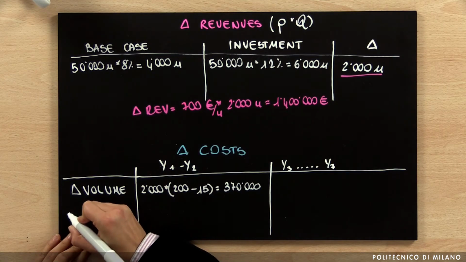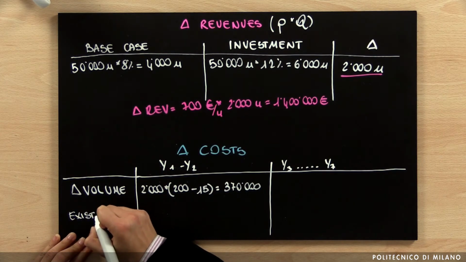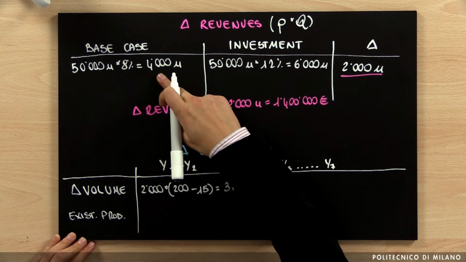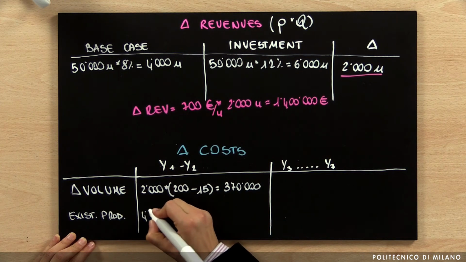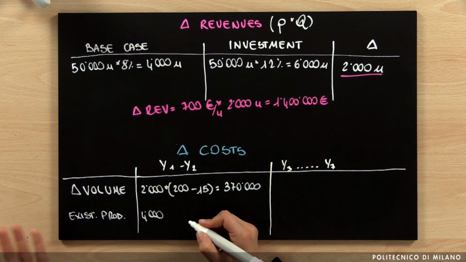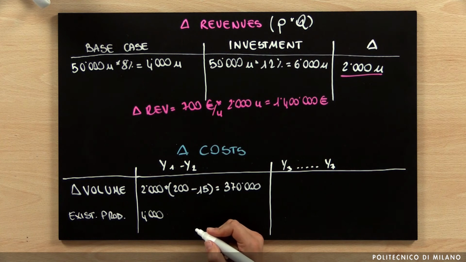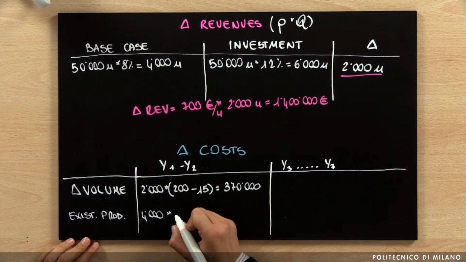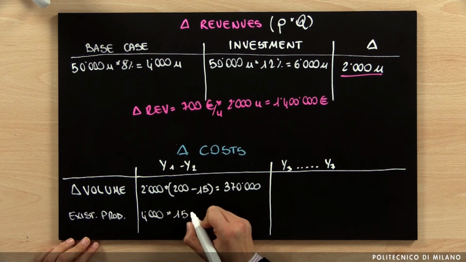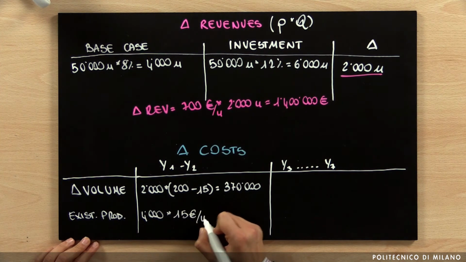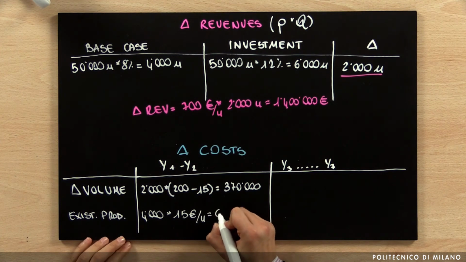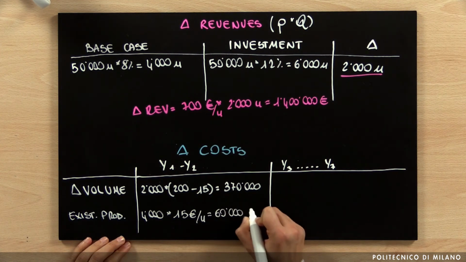So we have existent production, and with respect to the existing production, that is 4,000 units, we need to take into account the savings because of the lower costs. So basically, if we multiply the existing production by the 15 euros of savings, we can identify the savings because of the lower production cost. This value is 60,000 euros.